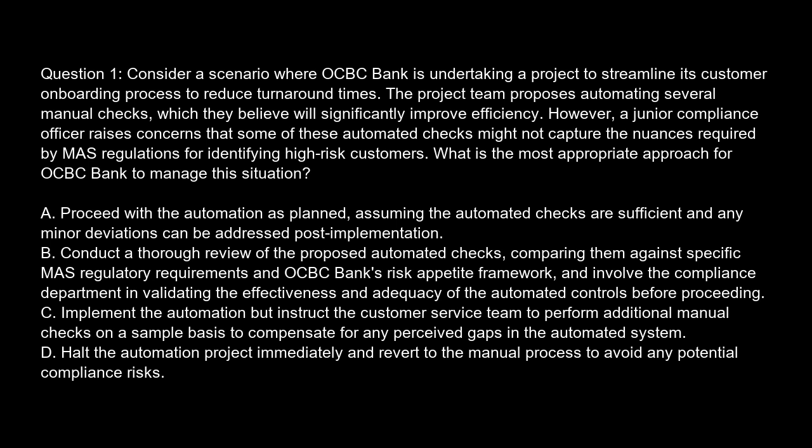What is the most appropriate approach for OCBC to manage this situation? Option A. Proceed with the automation as planned, assuming the automated checks are sufficient and any minor deviations can be addressed post-implementation. Option B. Conduct a thorough review of the proposed automated checks, comparing them against specific MAS regulatory requirements and OCBC's risk appetite framework, and involve the compliance department in validating the effectiveness and adequacy of the automated controls before proceeding.